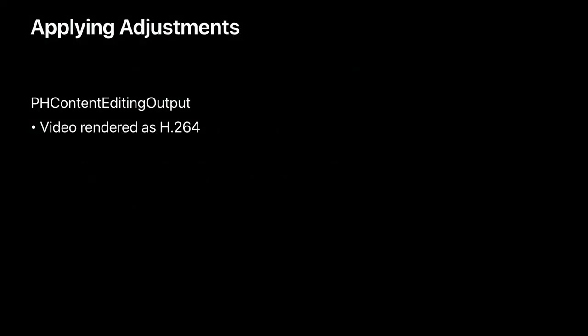Our second applying adjustments use case relates to videos, and the rule, again, same as iOS 10, is that no matter what the format of your input movie content, you must produce a movie compressed with H.264 as your output. Yes, even if the source movie is HEVC, you still need to render to H.264 for output.